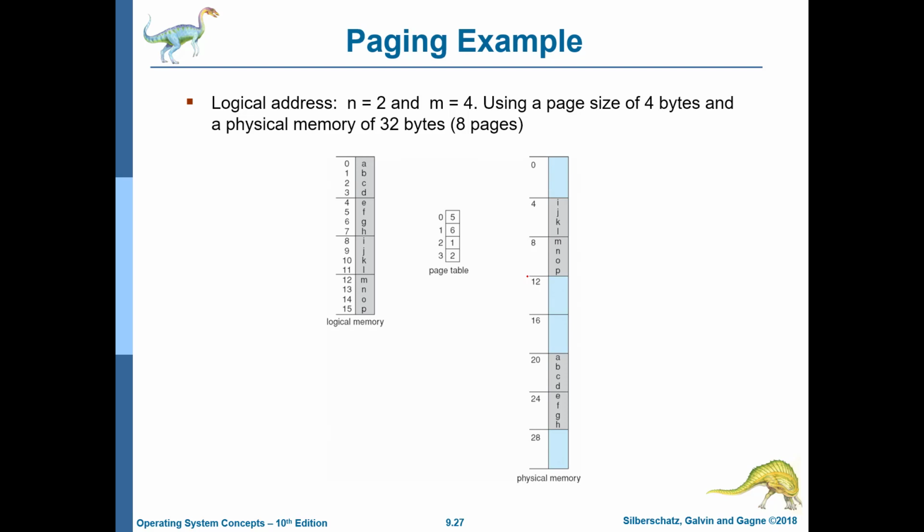An example of paging: if I use a page size of 4 bytes and a physical memory of 32 bytes, let's say 8 frames. If these are my 4 bytes within a page, then they are mapped to this point over here. That's not very hard to see, because this is being mapped to the 5th frame, and this is 1st, 2nd, 3rd, 4th and 5th. So the beginning of the 5th frame is over here. Similarly, the first one, EFGH, is mapped to the 6th one, which is over here.